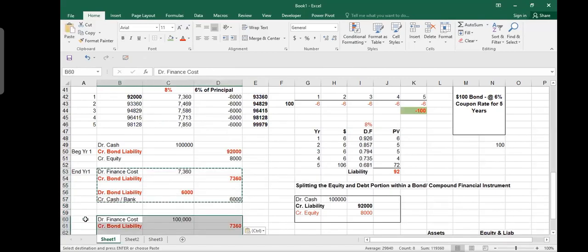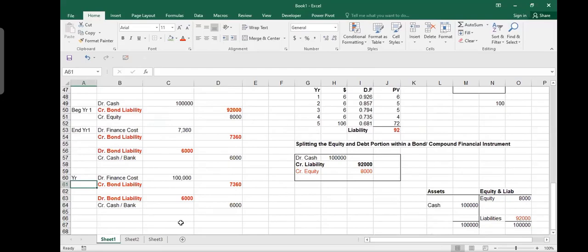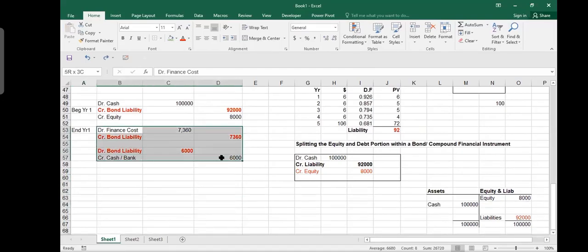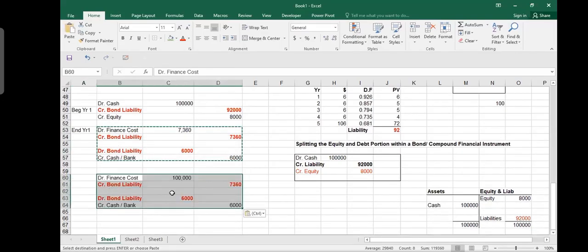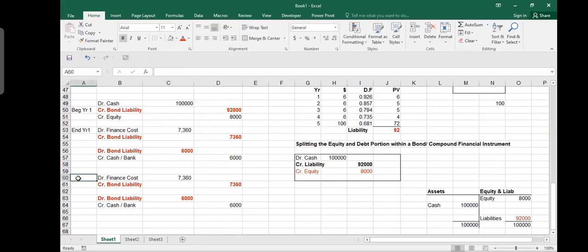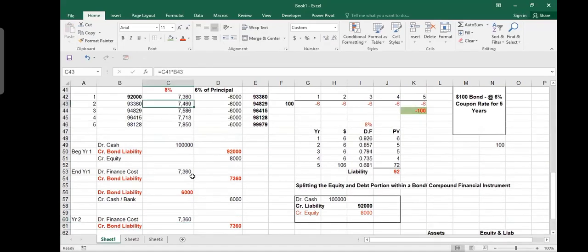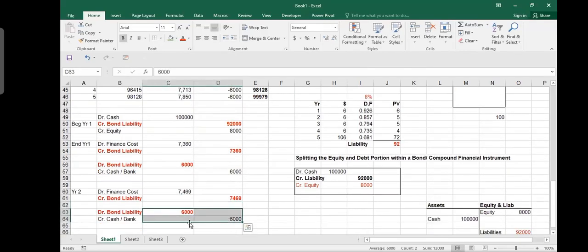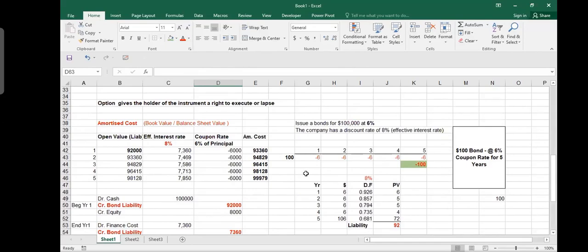End of year 2, I will again make here, sorry, what I did, I just need to take this one. This one I put here. Okay, 7360. So this is year 2. But I will change the amount. In year 2, it is not 7360, it is 7469. It is increasing, 7469, and it is 7469. But this will remain 6,000. So this is how you make your amortized cost.